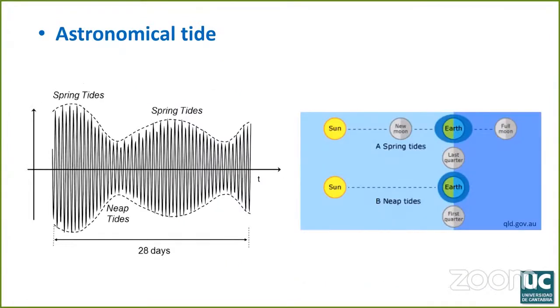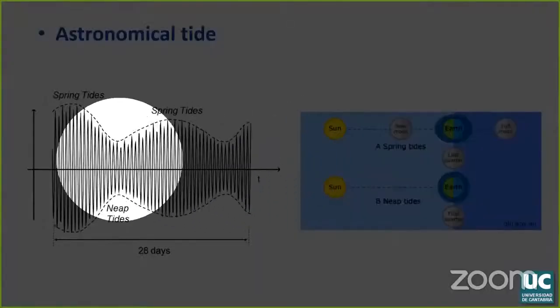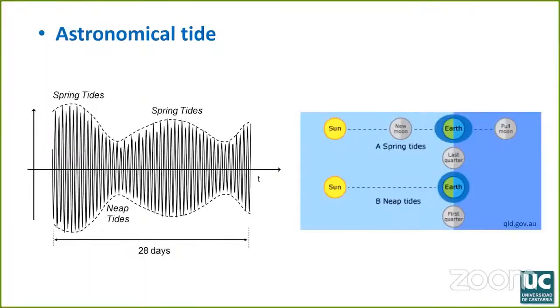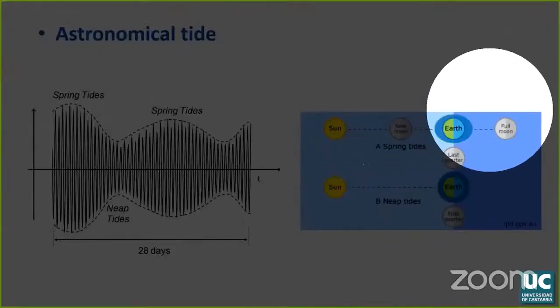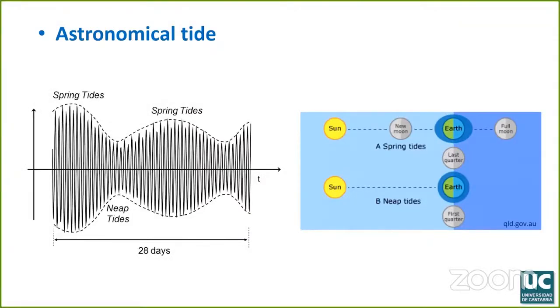The figure shows a sea level record for almost 1 month, where we can see spring tides and neap tides. Spring tides occur during full or new moons, when the Earth, Sun and Moon are almost aligned, and the average tidal ranges are slightly larger. This occurs twice a month.